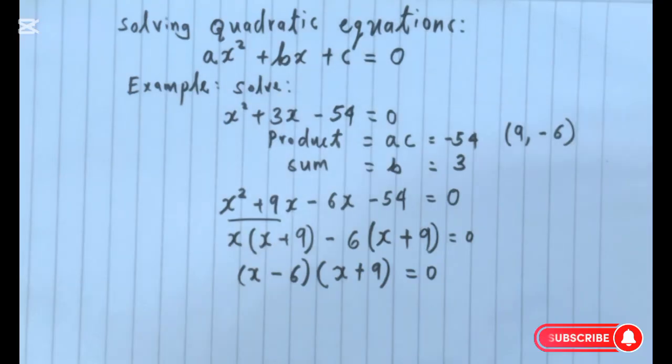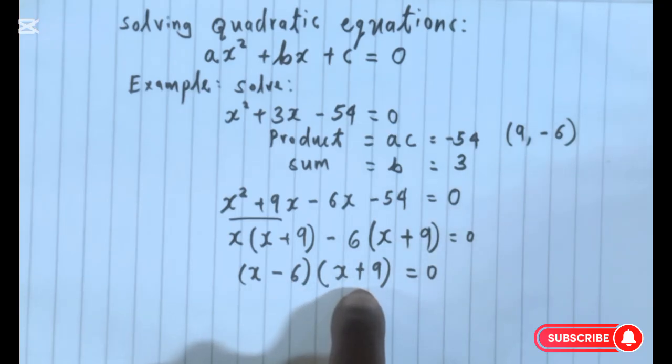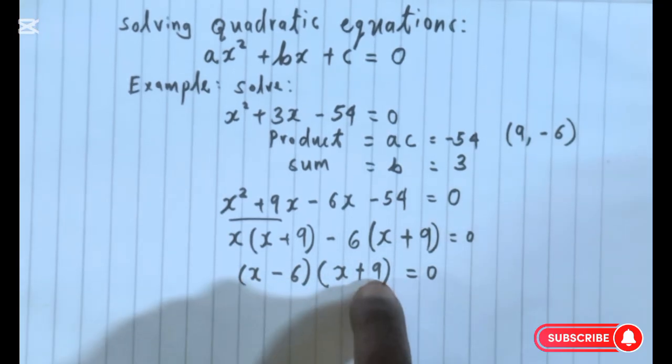Now, for us to find the value of x, which in this case is going to be 2, we will treat this in a scale. We will treat this particular equation such that either this term here is 0 or this is 0. So basically we're going to equate this to 0, and we're also going to equate this to 0.